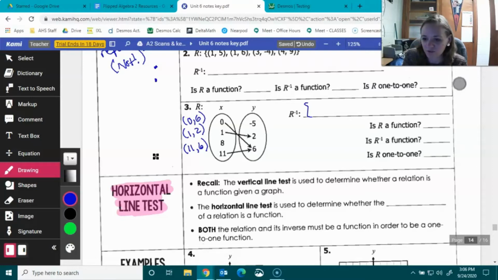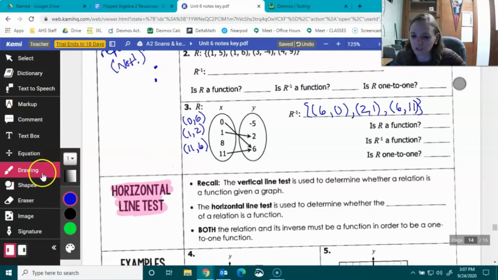So now we do the inverse of each of those, which would be 6, 0, 2, 1, and 6, 11. Alright, now using those values, go ahead and answer these. I think you can probably do these on your own. Alright, pause the video, try them real quick, shouldn't take you very long. Press play when you're ready to see the answers.